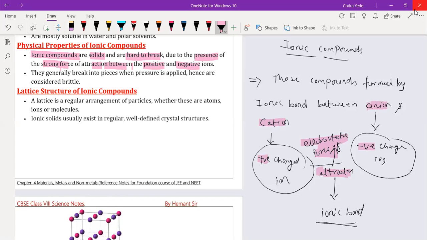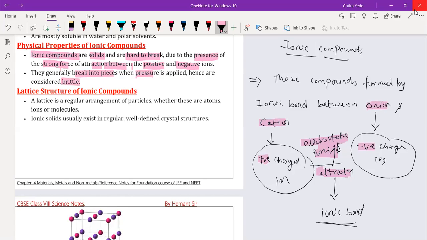Now next, they generally break down into pieces. Okay, if you apply very high pressure, an ionic compound will break down into small pieces, because they are crystalline substances. That property, when we apply pressure and the substance breaks down into small pieces, is called brittleness. So brittleness is a property of ionic compounds.